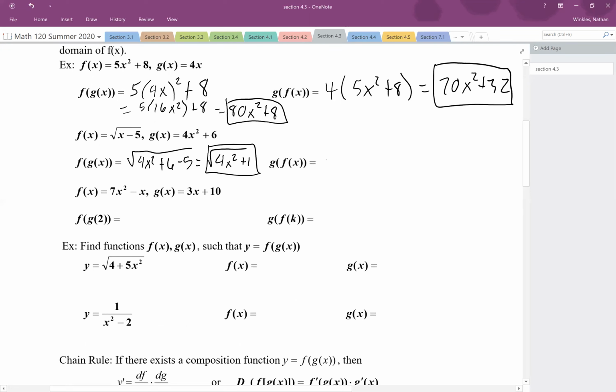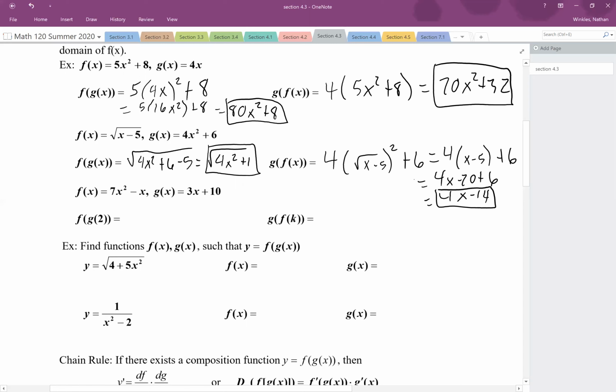If we do this the other way, though, we get 4 times the square root of x minus 5 all squared plus 6. And when we square our square root, that disappears. So we get 4 times x minus 5 plus 6, which is 4x minus 20 plus 6, or 4x minus 14 as our answer here. So we're just showing we can do this in different ways.